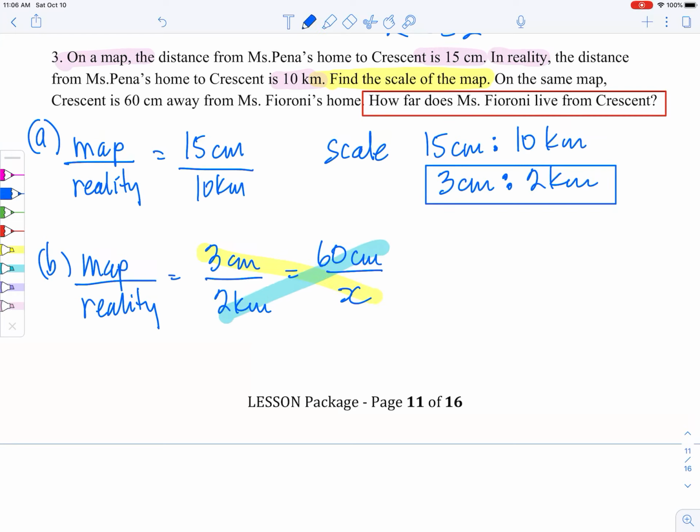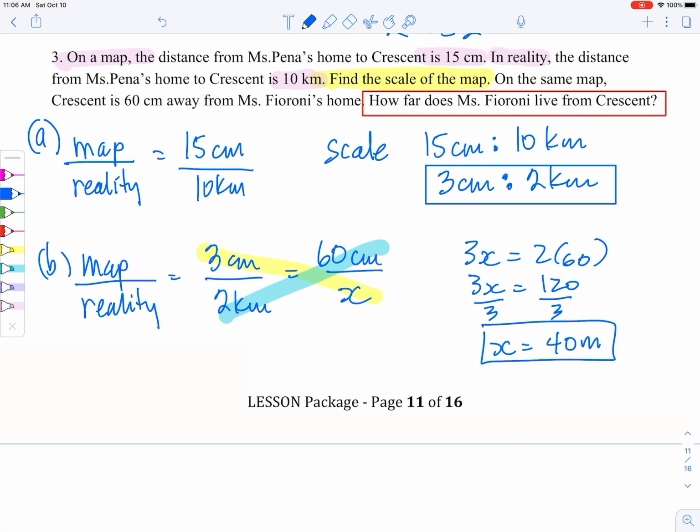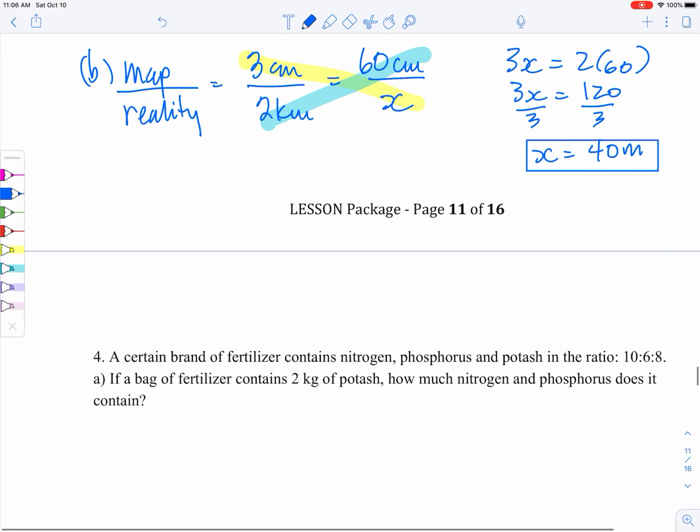So we would get 3x equals 2 times 60. 3x equals 120. Divide both sides by 3, and we get x equals 40. On a map, things were measured in centimeters, but in reality, it's kilometers. So our answer is 40 kilometers. And our final statement would be, therefore, Ms.